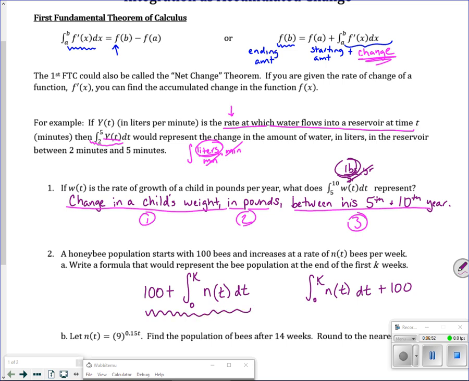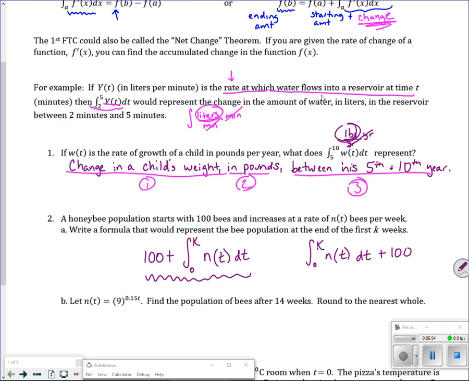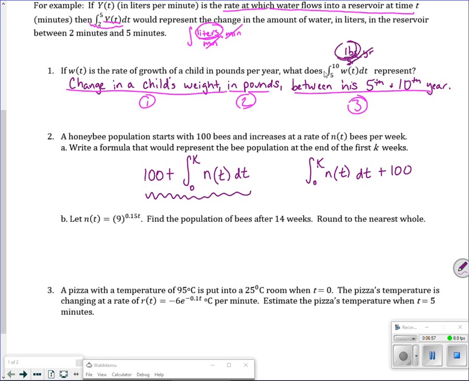So let's look at part B. Let's actually get a number. It said, let n of t be equal to that equation. Find the population of bees after 14 weeks. Round to the nearest whole. So assuming this is on a calculator portion, because it will be, what would you have to write on your paper? Well, I always like to label: number of bees after 14 weeks.